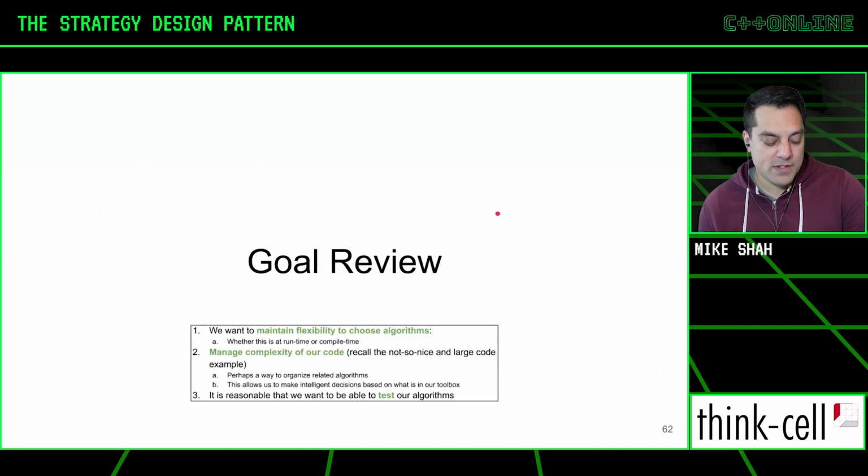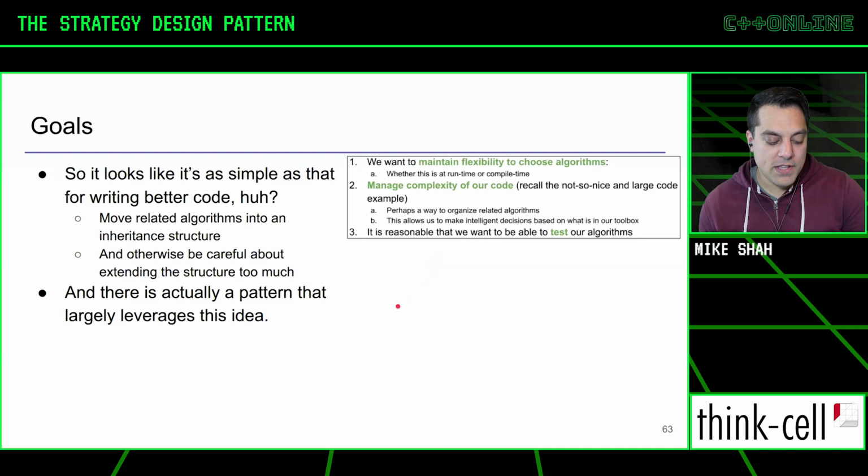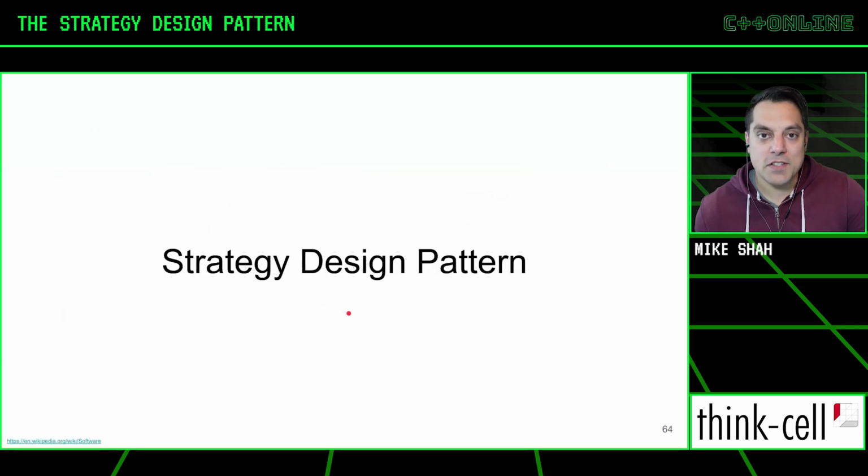Okay, so if we review some of these goals here, it looks like it's just as simple as that for writing better code. We're going to move related algorithms into some inheritance structure. Okay, that's going to enforce the types for us. So for the type safety, you can only call or use or assign to different types of sort. The structure is otherwise pretty clear if we keep our hierarchies not too nested, but we do have to be a little bit careful. Inheritance sometimes lets us go a little bit wild. But there is the actual pattern that's leveraging this idea, and that is well known as the strategy design pattern. That's using this exact idea.